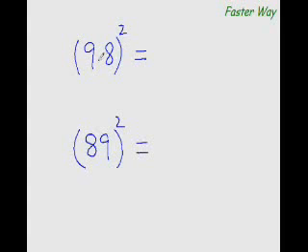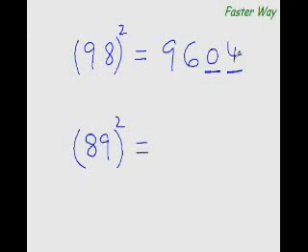So distance of 98 from the base 100 is minus 2. So subtract that 2 from 98, it would be 96. These are first 2 digits of your answer. Now for the last 2 digits, all you need to do is find the square of that distance. So 2 square is 4. So write 04 here. This is what your answer is. Easy and effective. So find out what would 89 square be.